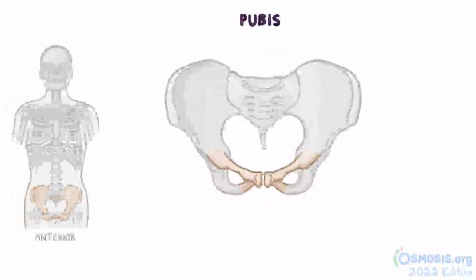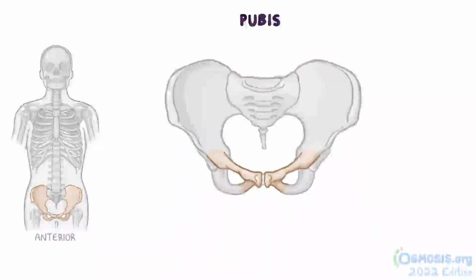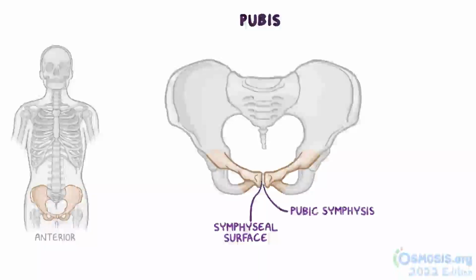Okay, now finally there's the pubis, which forms the anterior-medial part of the hip bone. The body of the pubis has a symphyseal surface on its medial surface, which articulates with an identical surface on the body of the contralateral pubis via the pubic symphysis. The pubic symphysis is a cartilaginous joint that sits between and joins the pubic bones at their respective rami.